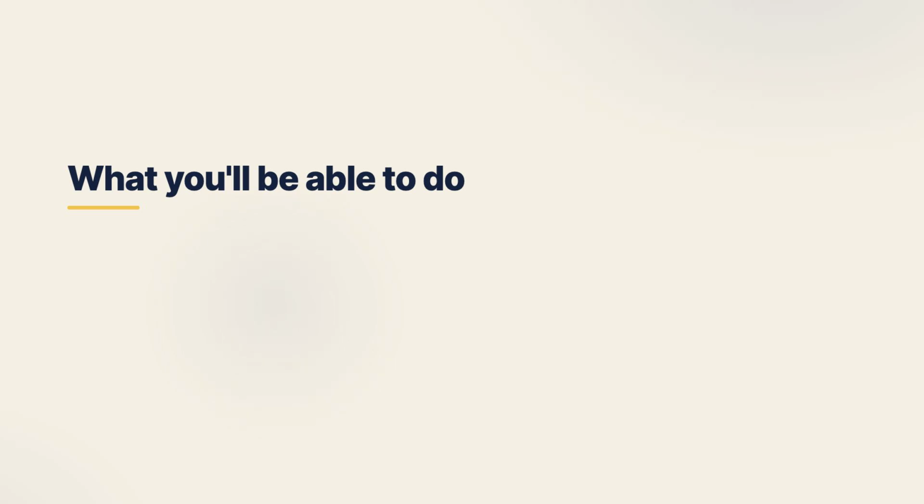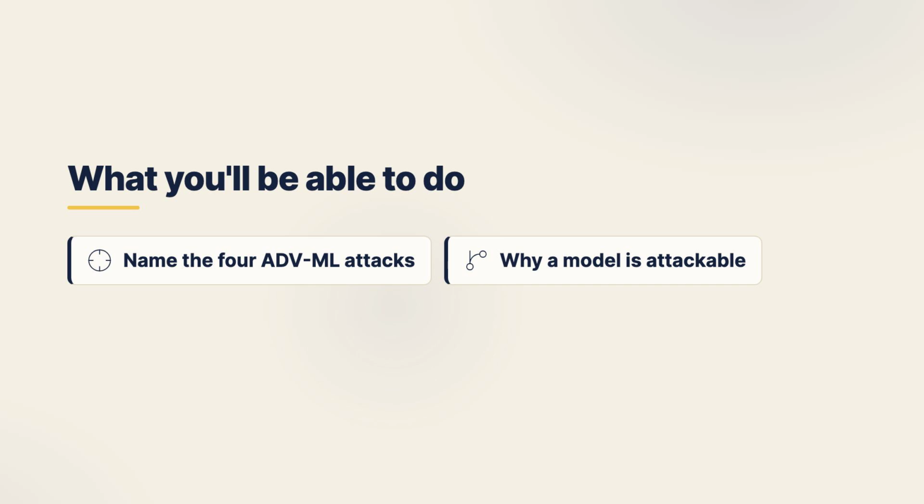By the end of this episode, you'll be able to do 3 things. First, name and tell apart the 4 classic adversarial machine learning attacks. Second, explain why a trained model is attackable at all, which comes down to its boundaries, its gradients, and the query access you hand out. And third, pair each attack with a concrete defense and locate the whole problem on the inference API.